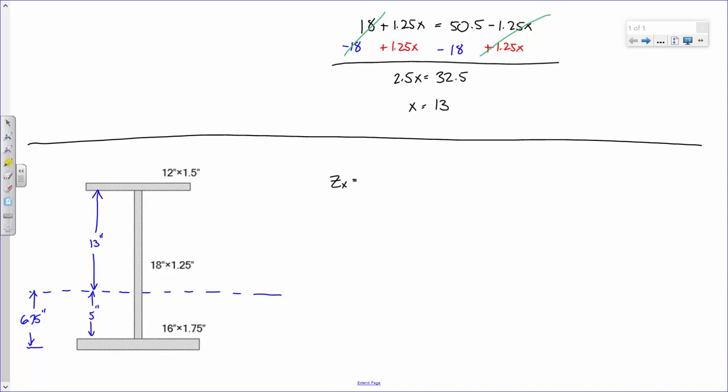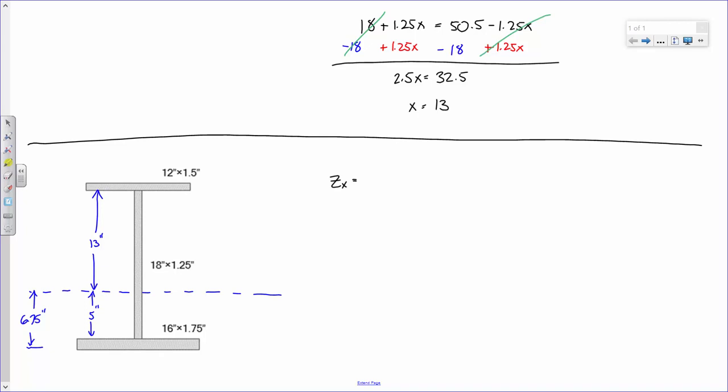in order to compute ZX, it's pretty straightforward. We're talking about moments, right? So we need areas times moment arms, okay? So what I'm going to do is split this into 4 shapes, okay? And for each of those shapes, I'm going to compute the area, and I'm going to compute the moment arm, okay? So let's chug that out.